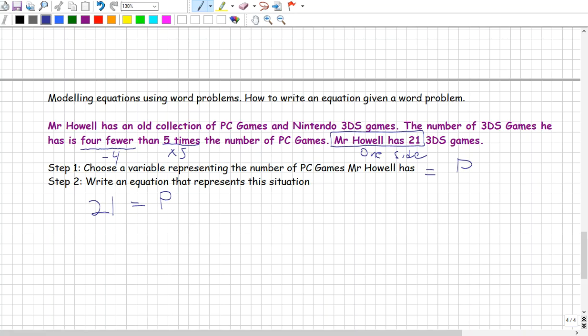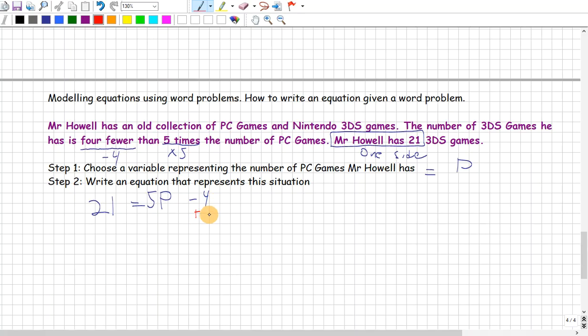Now, what's happening to the variable? Well, I know there's going to be 4 fewer, so I'm going to subtract 4. And there's going to be 5 times that number, so 4 fewer than 5 times the number. So I'm going to multiply the value of P by 5. And this is my equation. 4 fewer is 4 less, so subtracting 4. Then 5 times, which is 5 times my value for my PC games. And then we just solve. So hopefully that makes sense, how I came up with that equation.